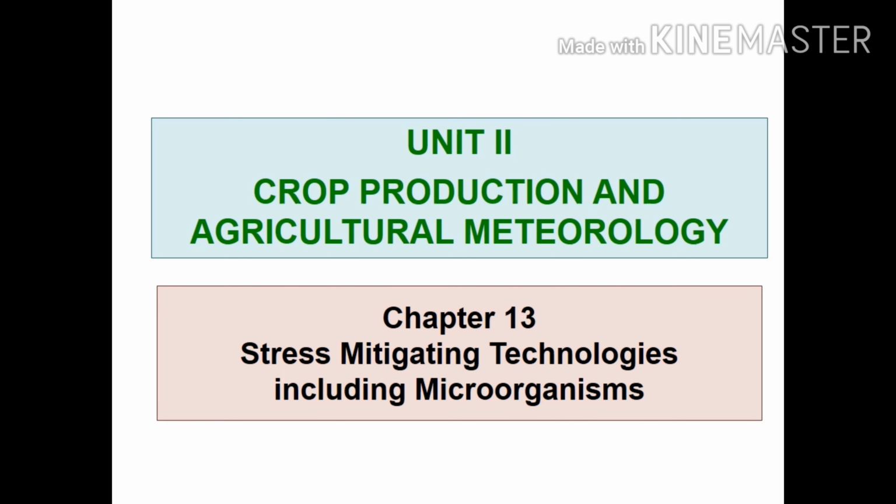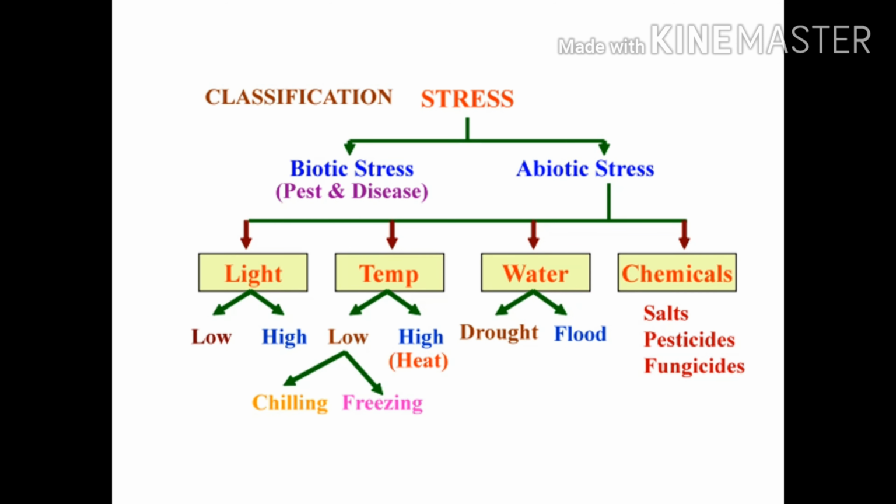Vanakkam friends, let me discuss stress mitigating technologies including microorganisms. The stresses are classified into biotic stress and abiotic stress. The biotic stress is caused by pests and diseases. Abiotic stress has four major groups: light, temperature, water and chemical stresses.